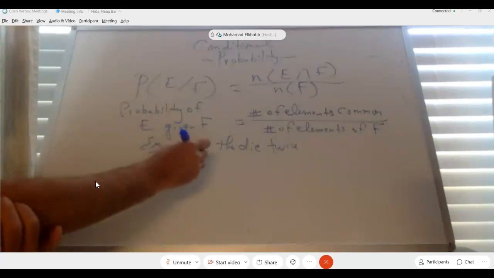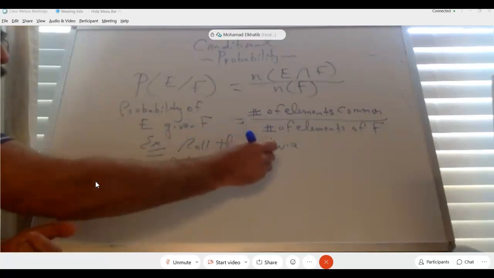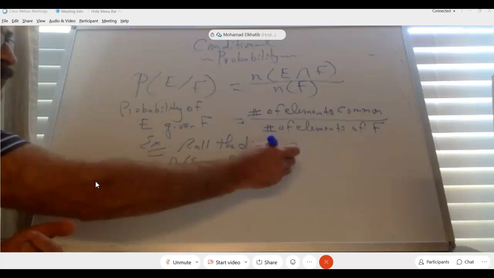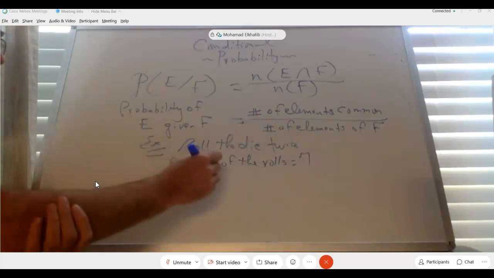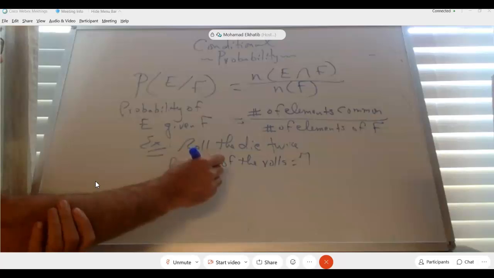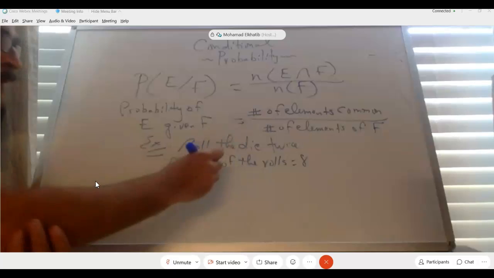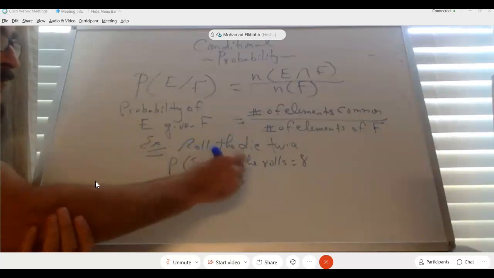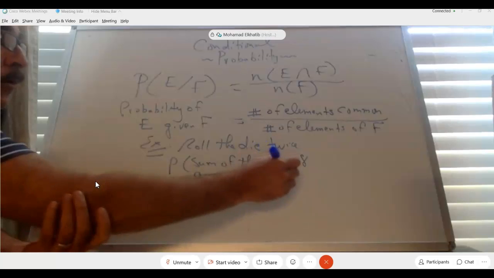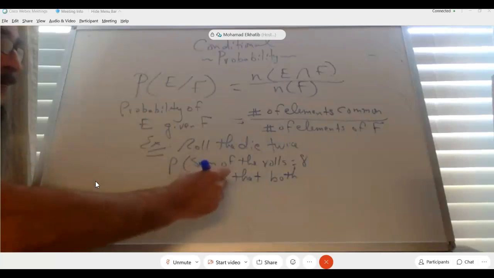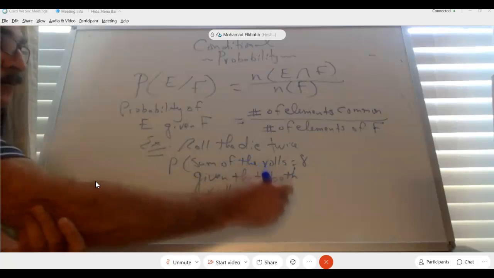What's the probability that the sum of the rolls equals 8, given that both rolls are even?